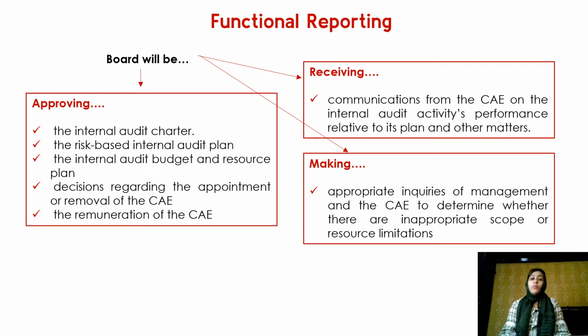Then what is related to the receiving aspect? That is receiving communication from the chief audit executive on the internal audit activity's performance relative to its plan and other matters. And regarding the making aspect, the board needs to make appropriate inquiries of management about any scope or resource limitations. So these are the examples of functional reporting.